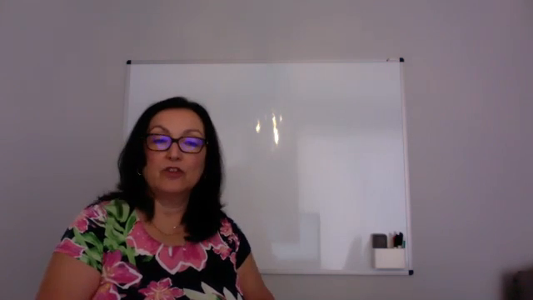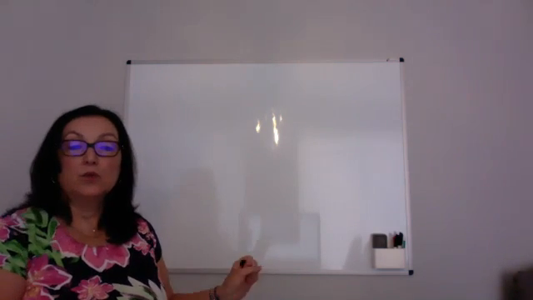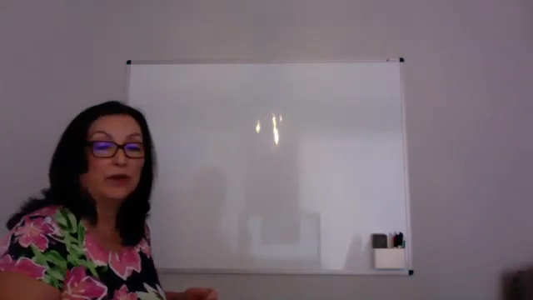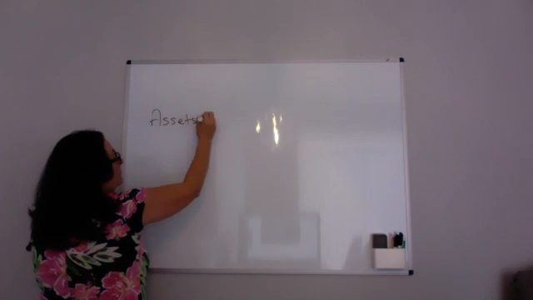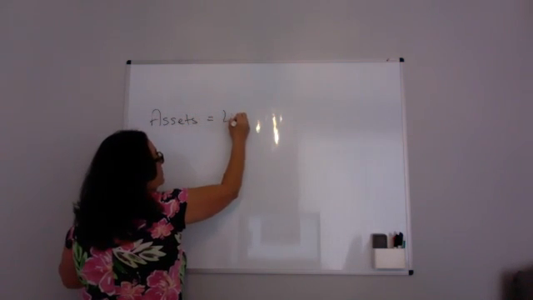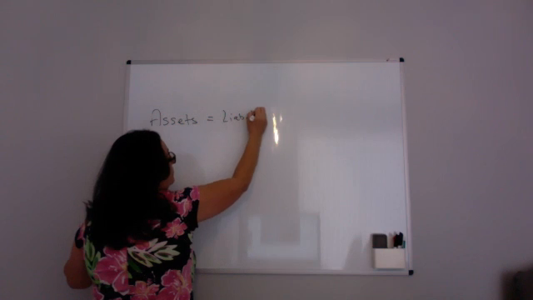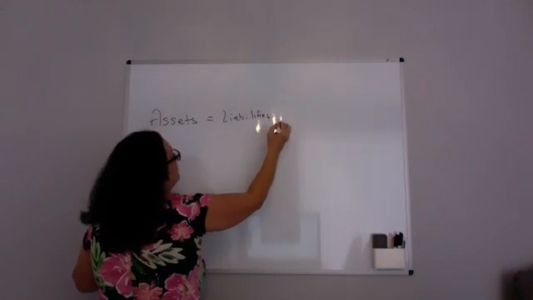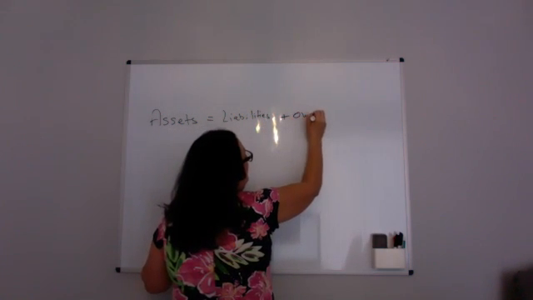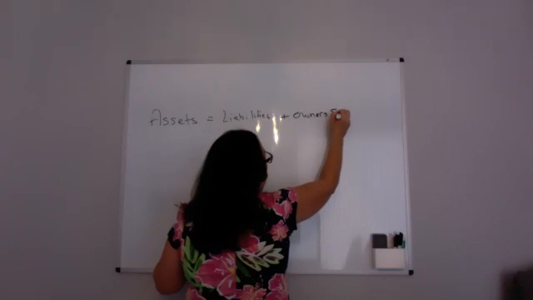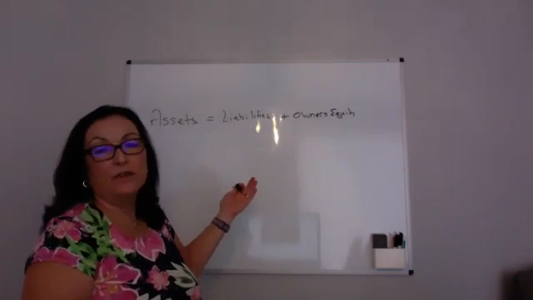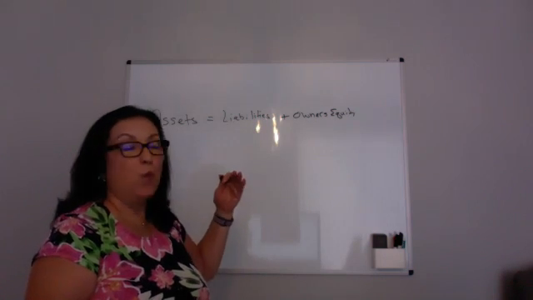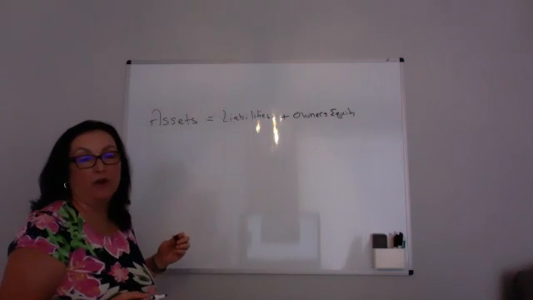The accounting equation is assets equal liabilities plus owner's equity. And now that we have the equation, we need to discuss what each one of those elements are.